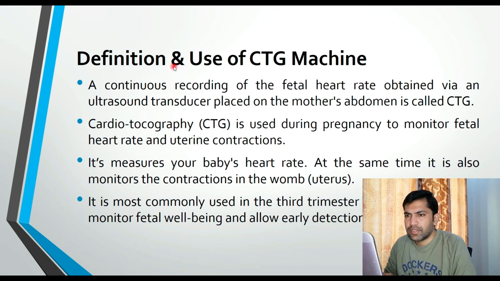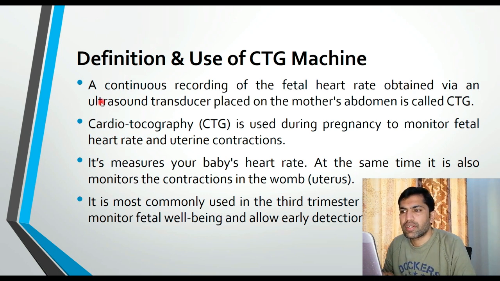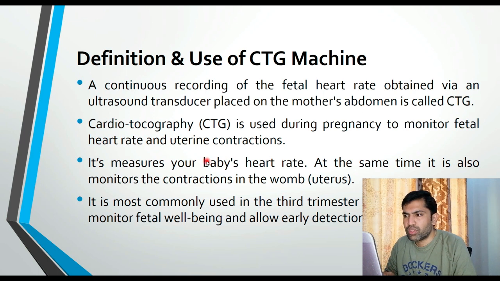So the first slide is the definition and uses of the CTG machine. A continuous recording of a fetal heart rate obtained via an ultrasound transducer placed on the mother's abdomen is called CTG. Cardiotocography is used during pregnancy to monitor fetal heart rate and uterine contractions. Uterine contraction is, in simple words, the movement of the baby. It measures your baby's heart rate and at the same time monitors the contractions in the womb or uterus.